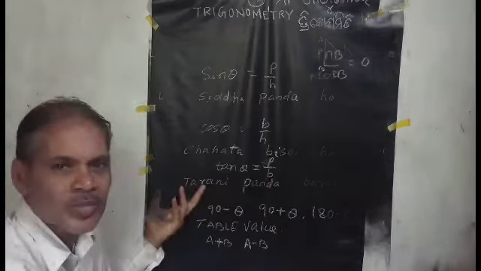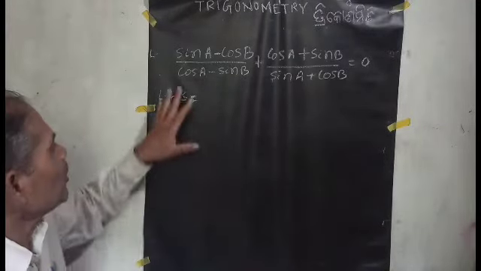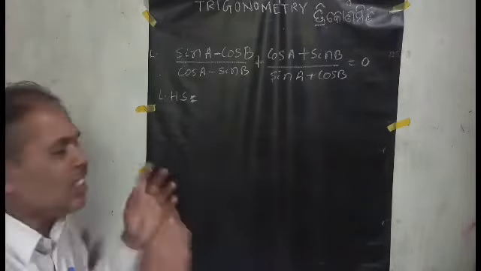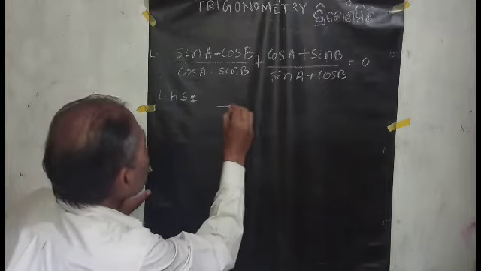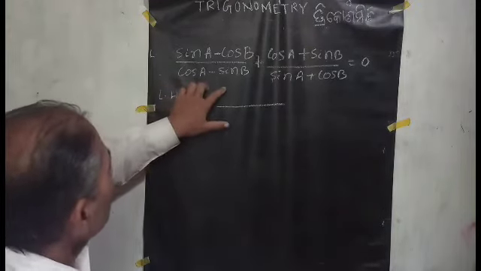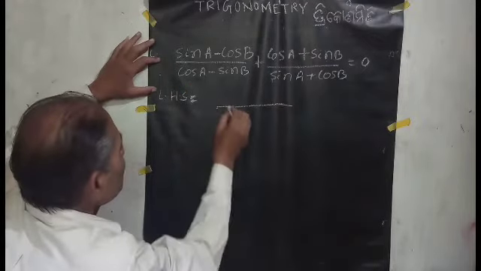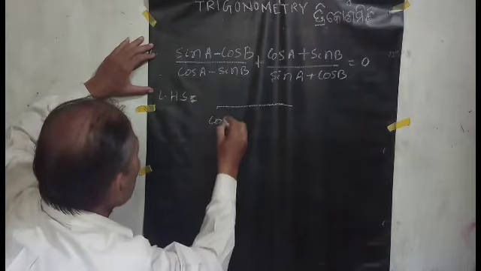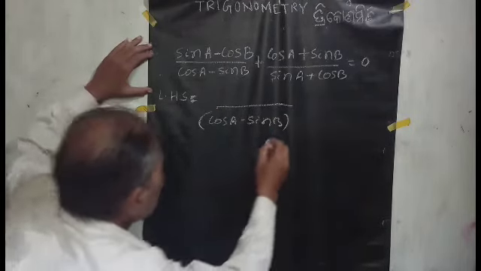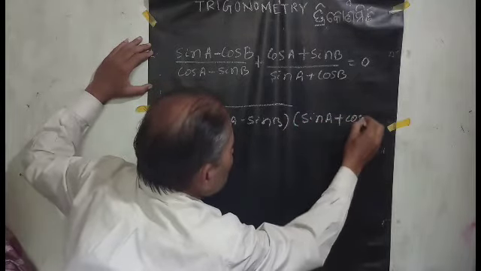Dear students, I am going to solve another interesting problem easily. Please look at it. Look at the blackboard. I will take LCM from the denominator: cos A minus sin B whole into sin A plus cos B.